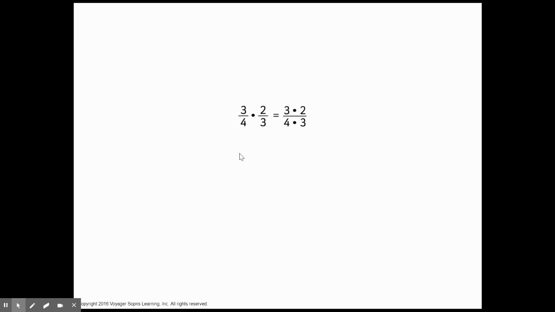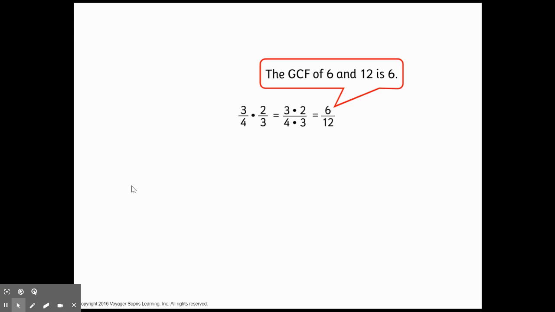Remember, when multiplying fractions, you just have to multiply across the numerator and the denominator. 3 times 2 gives us 6, and 4 times 3 gives us 12. We look to see if the answer is in simplest form. It's not. We can simplify it further by factoring out the 6 from the numerator and the denominator. 6 is the greatest common factor of 6 and 12.